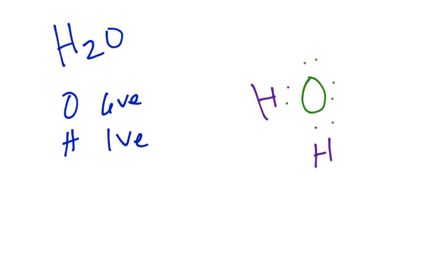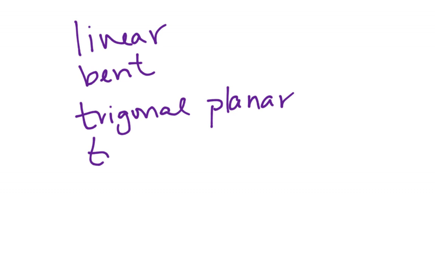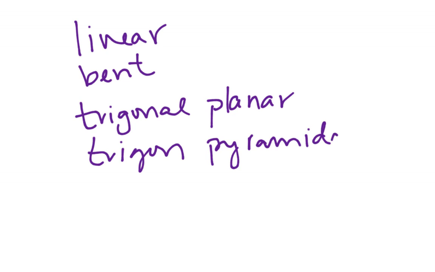Okay, what are the 5 geometries? We have linear, we have bent, we have trigonal planar, and trigonal pyramidal. And lastly, we have tetrahedral.